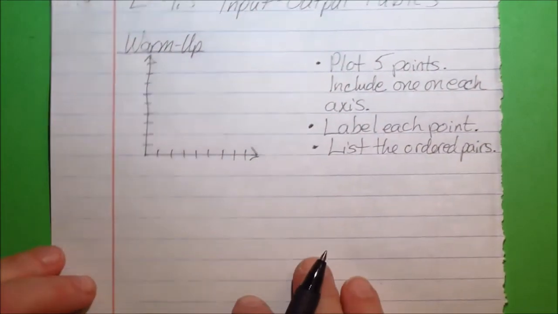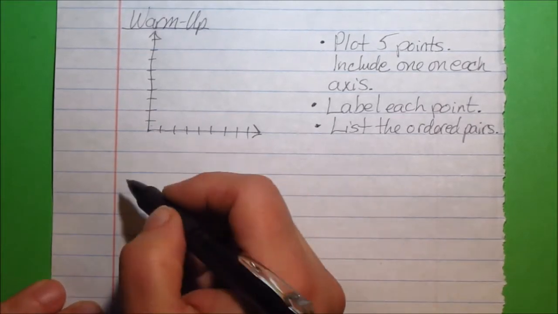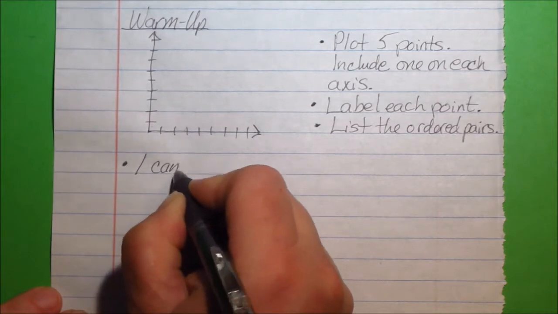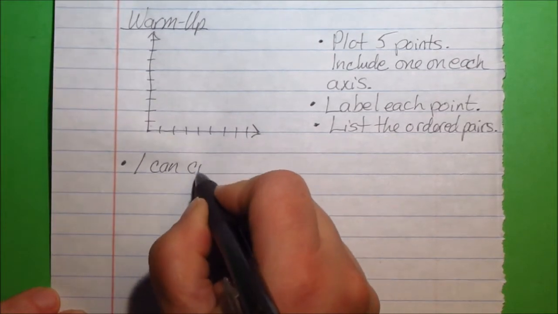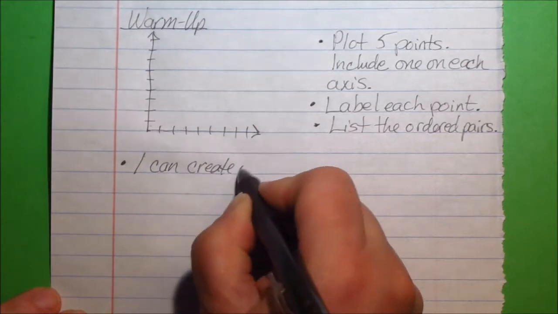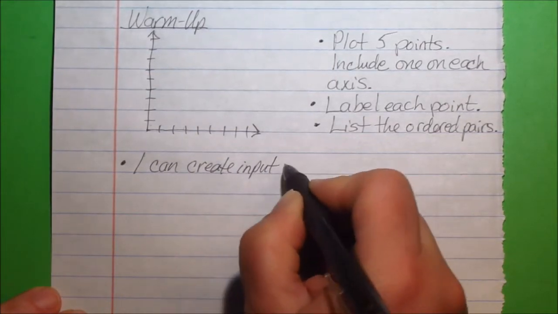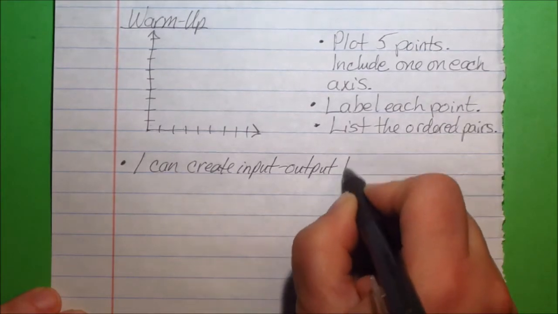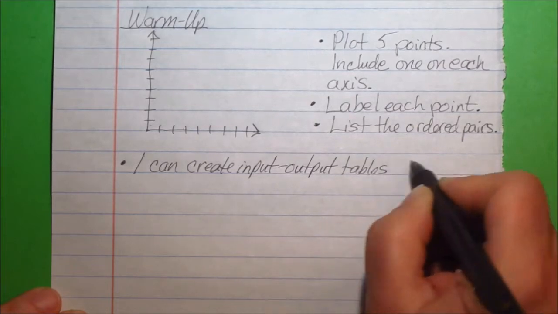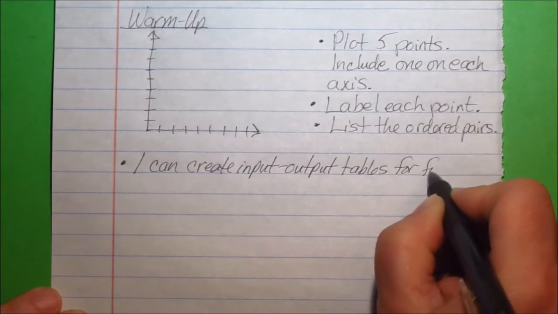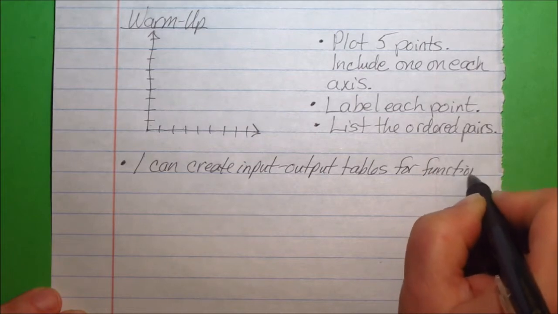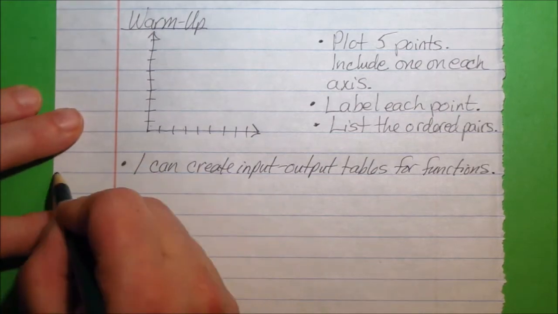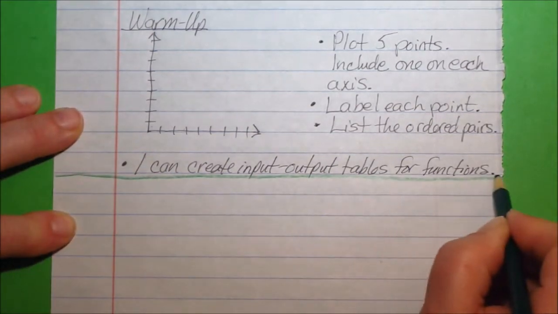That being the warm-up, let's write down our I can statement for this lesson. By the end of it, you'll be able to say, I can create input-output tables for functions. Okay, dark green pencil means we're done with warm-up and ready for notes.